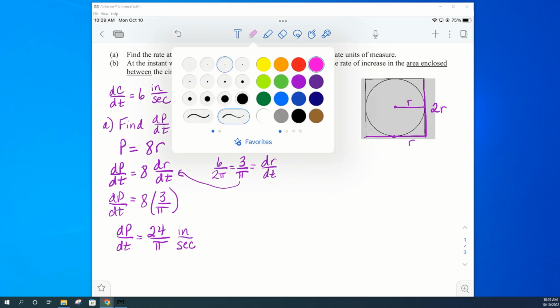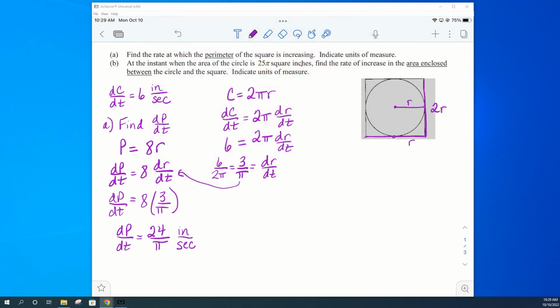Okay. And remember, in related rates, I kind of ask you to write a sentence. Not that you have to, but I always like to find the rate at which the perimeter is increasing. The perimeter is increasing at a rate of 24 over pi inches per second.